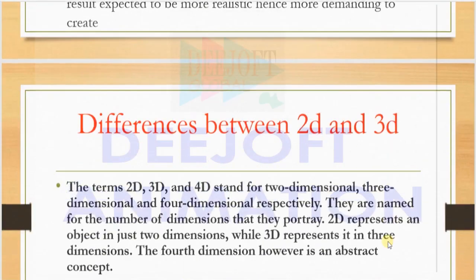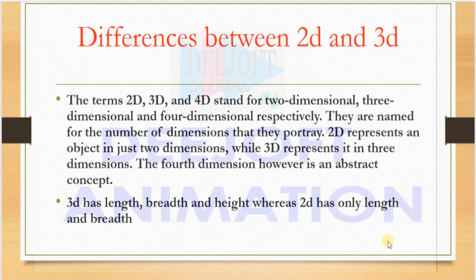Now, differences between 2D and 3D. 2D represents an object in just two dimensions, while 3D represents it in three dimensions. 3D has length, breadth, and height, whereas 2D has only length and breadth.